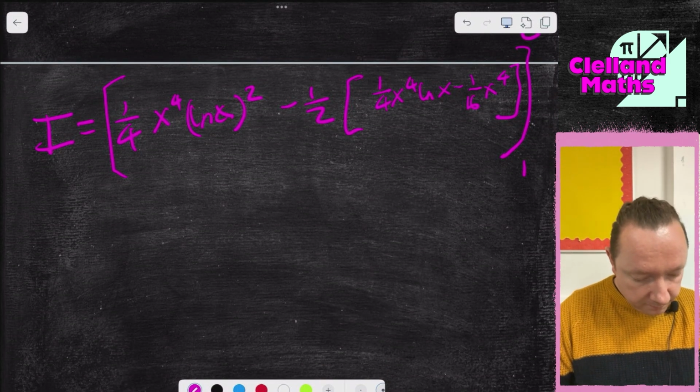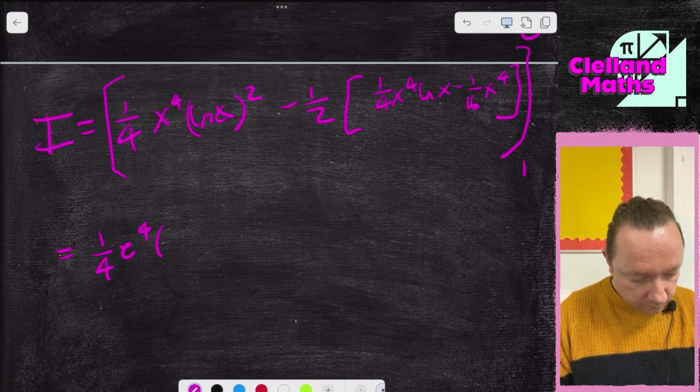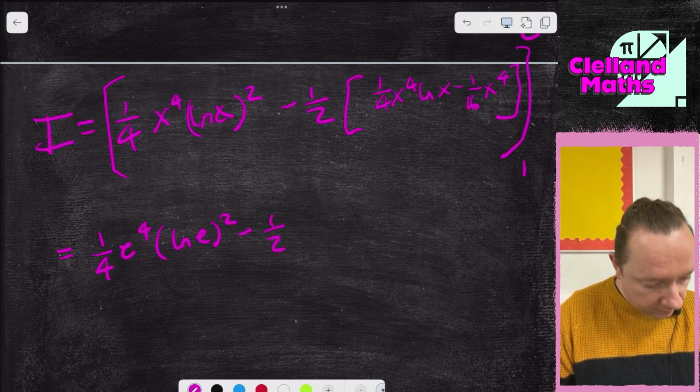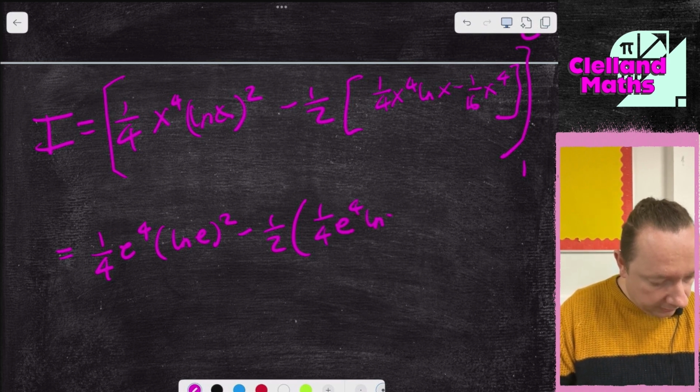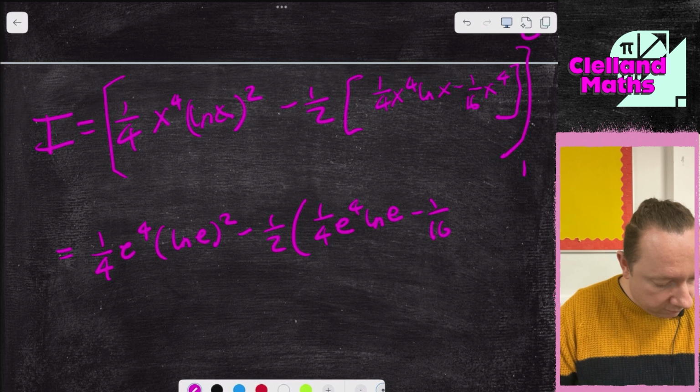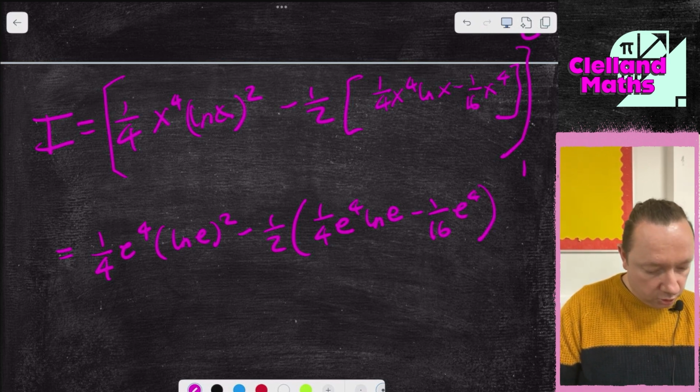So subbing in e, that gives me a quarter e to the 4 ln e squared minus a half times a quarter e to the 4 ln e minus a 16th e to the 4. So there's my first substitution.